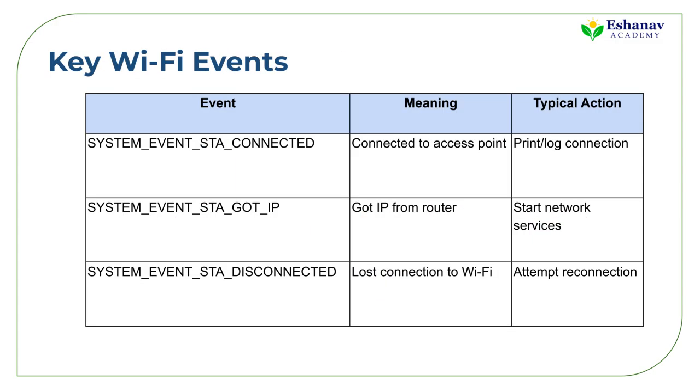Here's a quick reference map of the most important events in station mode. When your ESP32's Wi-Fi state changes, one of these events fires. If you handle them properly, your device becomes self-healing. For instance, system_event_st_connected confirms you've joined the access point. Usually you just log this.